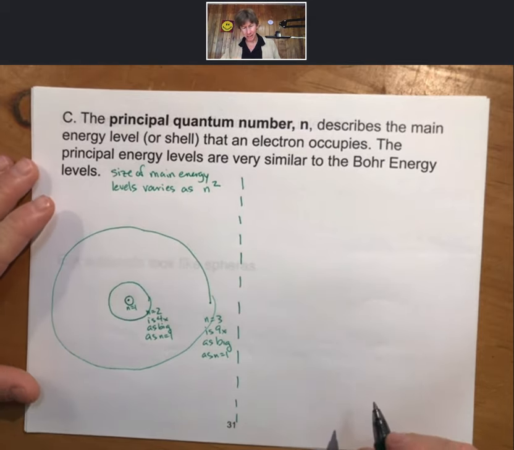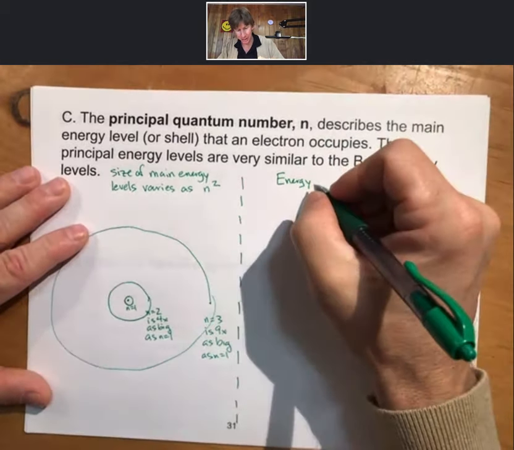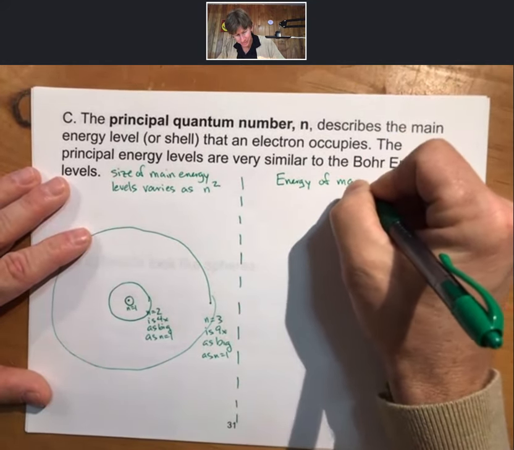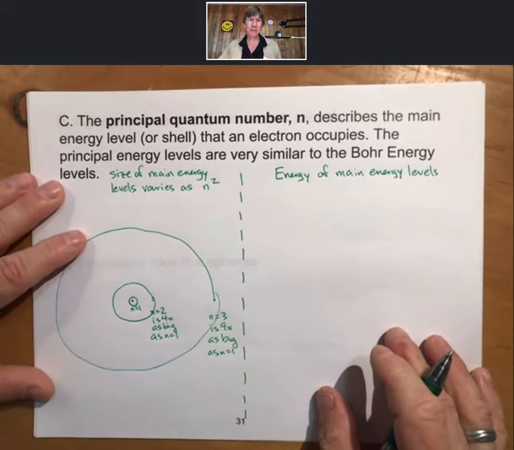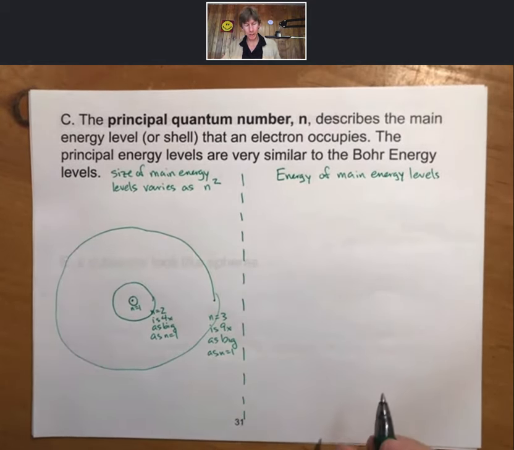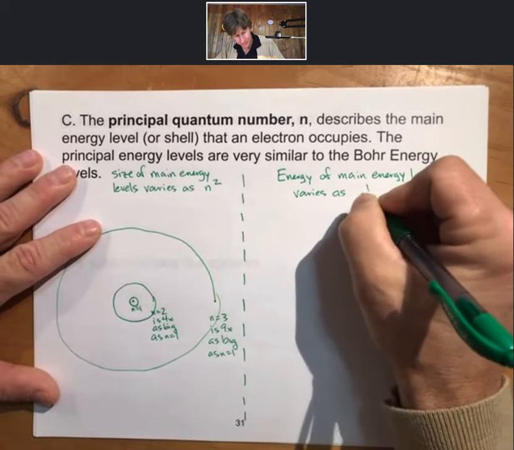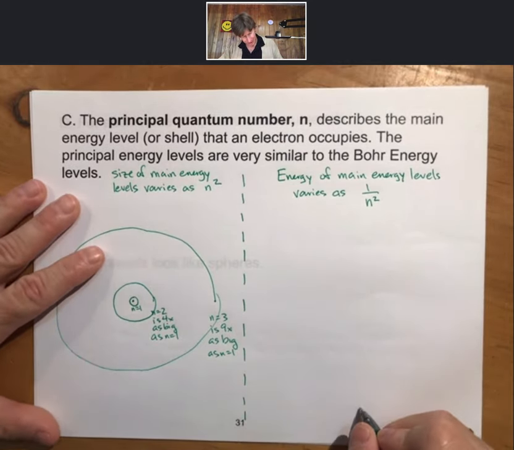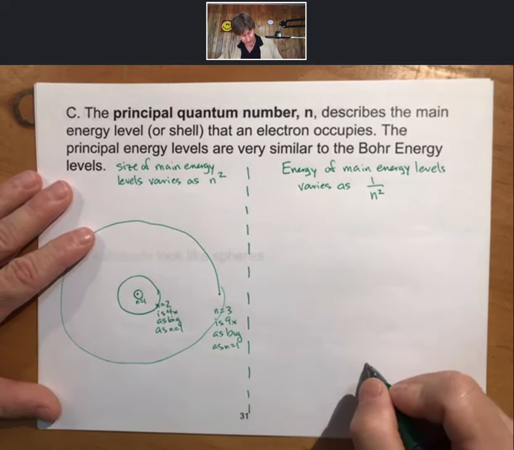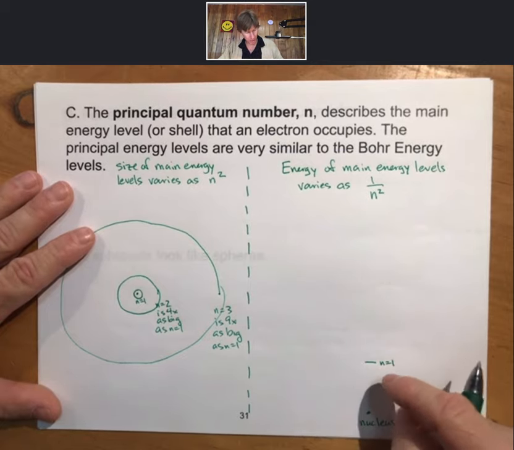Now on this side, I'd like to talk about the energy of the main energy levels. And we talked about the equation that describes the energy of the main energy levels before. So the energy of the main energy levels varies as 1 over n squared. A picture of this looks something like this. So if I have my nucleus down here at the bottom, and let's say n equals 1 is right there, then n equals 2 is 1 quarter of this distance.